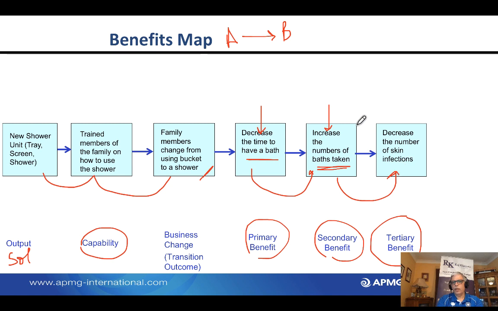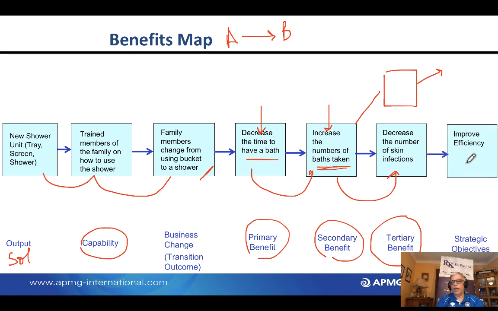But of course, if you increase the number of showers you have, you could increase the number of friends you have. And that increase in the number of friends could increase the number of dinner invitations you get. So you can keep looking at benefits and try and show which benefit takes us where. And that is our strategic objective of the organization, which is improving efficiency.